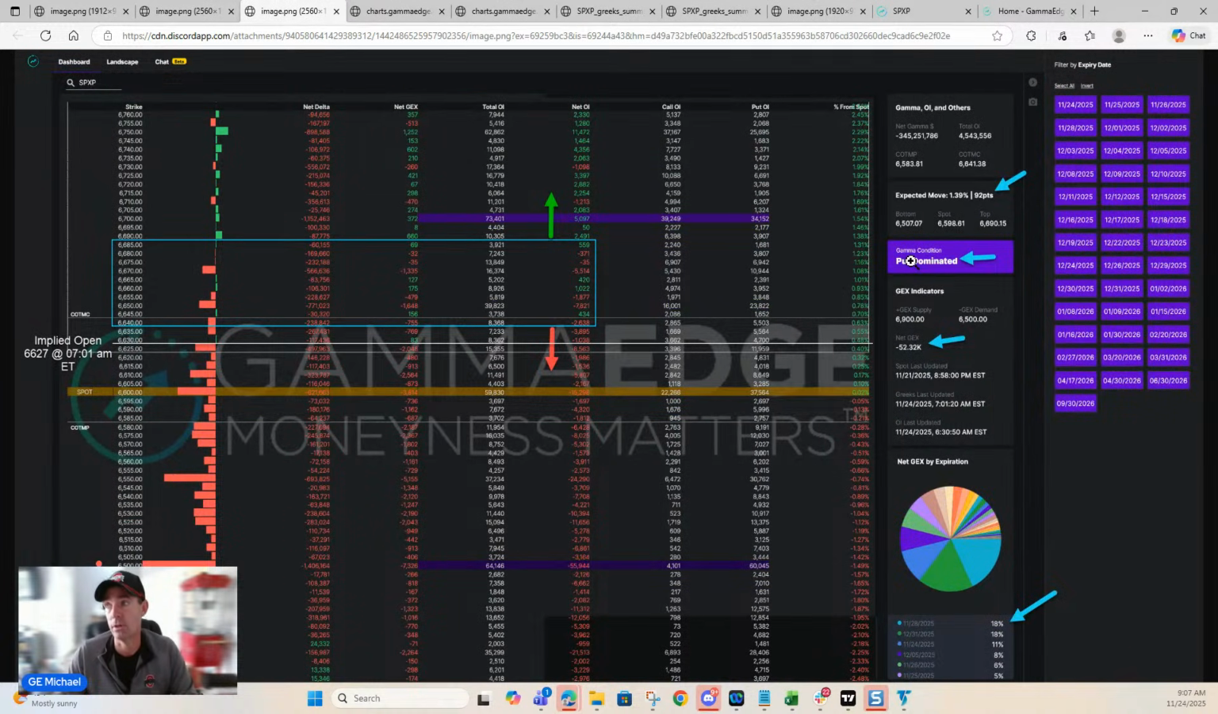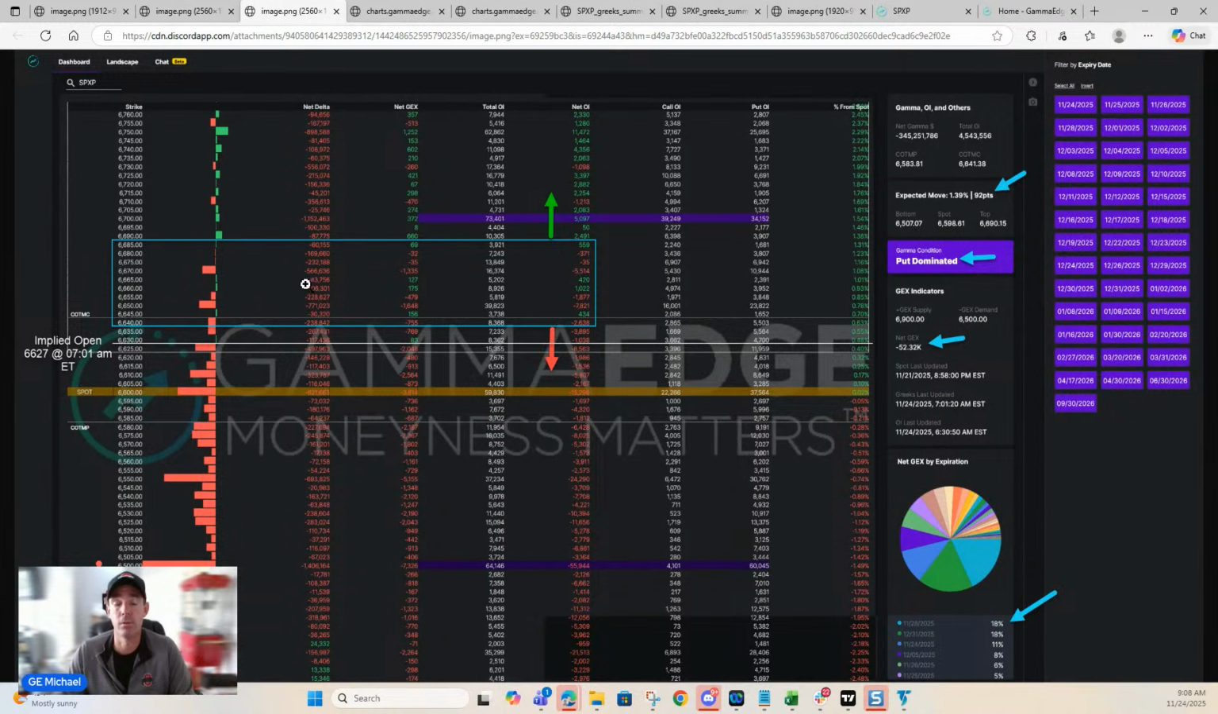We are put dominated to start the day. You'll notice expected move 1.39%. This is fairly high. So, again, put dominated, negative gamma environment, highly volatile as the VIX has been rising. Also, all expiries turned on here. You'll notice the 11/28 expiry has 18%, so a significant GEX expiry as we head into this week. Transition area is overhead; below 6640 would still be negative, or implied to open roughly at the bottom of that or below that. And again, you'll notice the red net delta.